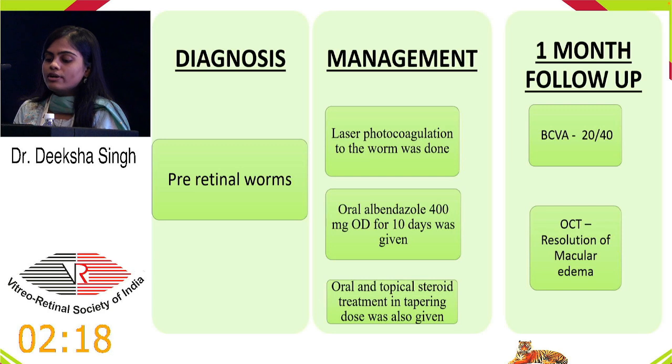So laser photocoagulation to the worm was done. Oral albendazole 400 mg once a day for 10 days was given. Oral and topical steroid treatment in a tapering dose was also given. At 1 month follow-up, visual acuity showed an improvement with resolution of the macular edema.